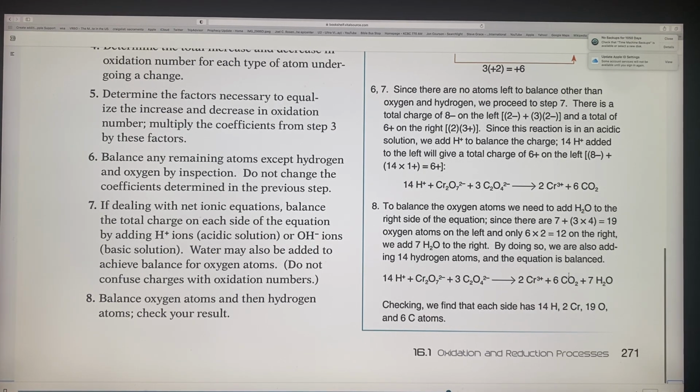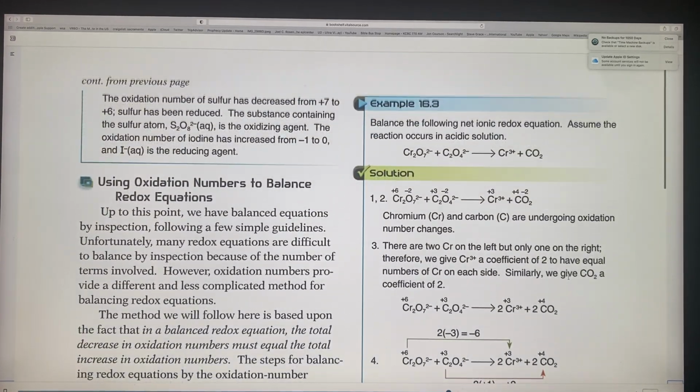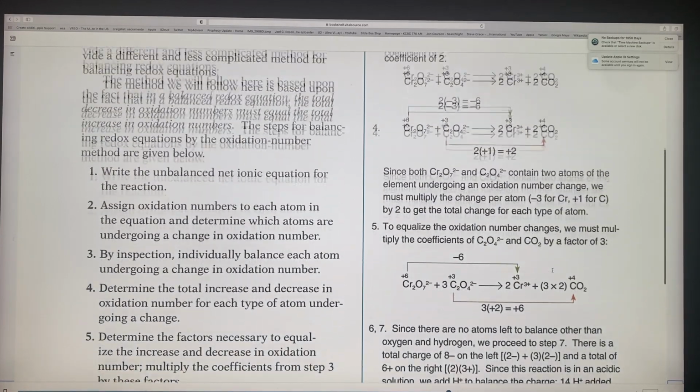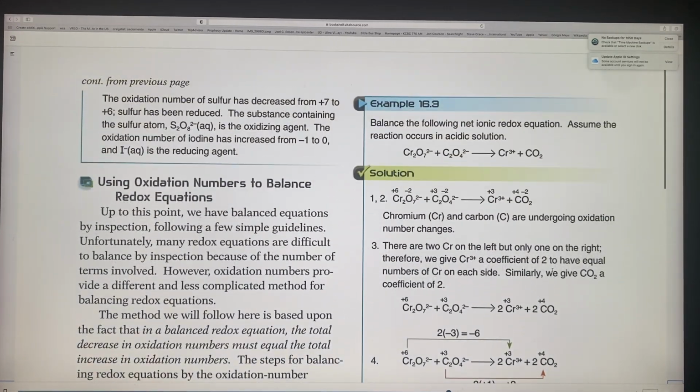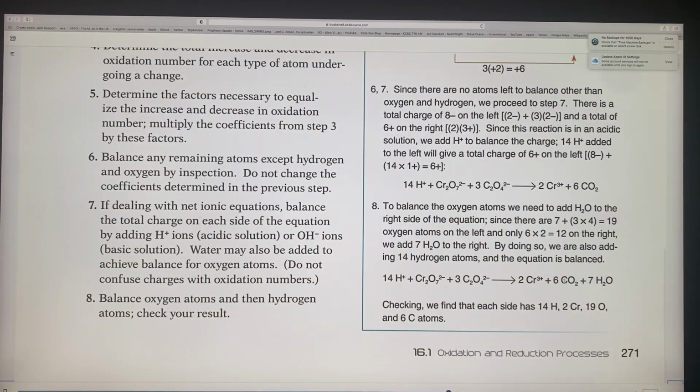And so now we find that each side has 14 hydrogen, 2 chromium, and 19 oxygen. Look at each one of these, and each one on this side should equal the ones on the other side. See, it gets kind of complex, but not really if you just take it in steps, which I did. And you have to do it yourself to really figure it out, because when you just look at it on here, you think, what are they talking about? But when you're doing it and balancing it out, it goes easier. So let's go on to the next.